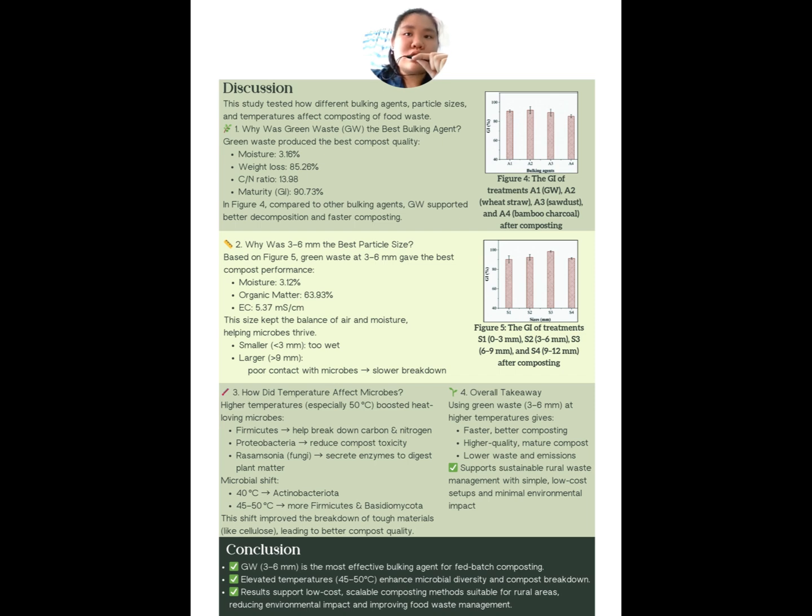In conclusion, combining green waste at 3 to 6 millimeters with elevated temperatures of 45 to 50 degrees Celsius produces the best compost outcomes. It improves microbial diversity, compost maturity, and overall efficiency. Overall, this method supports a low-cost, scalable solution for food waste management in rural areas. It reduces environmental impact, avoids the need for transport and landfilling, and enables composting directly where the waste is generated.